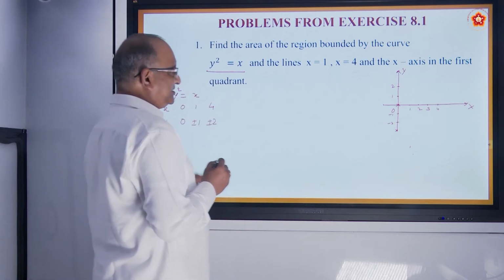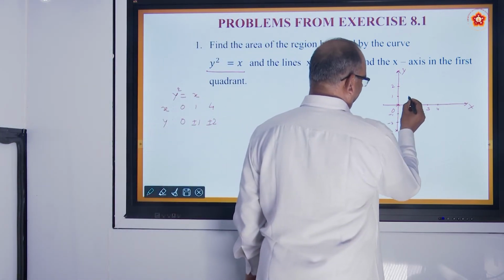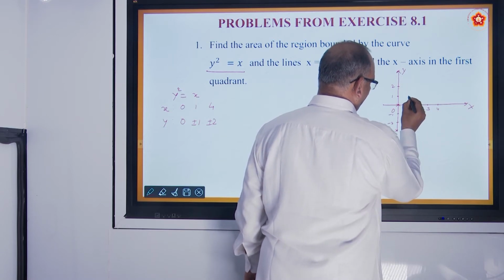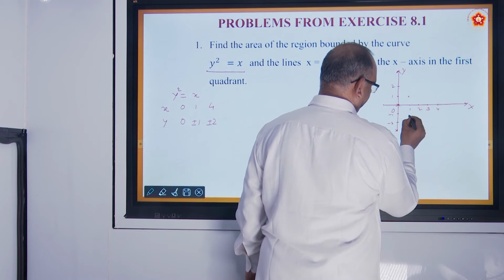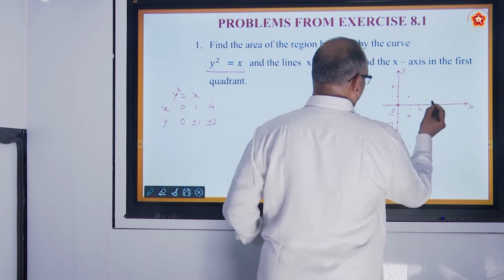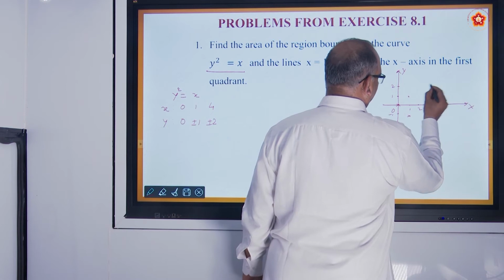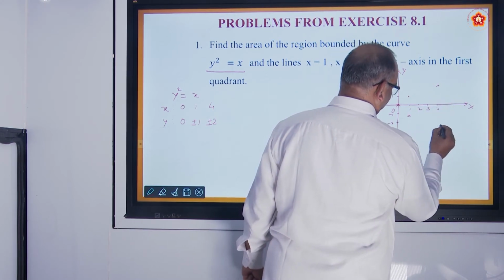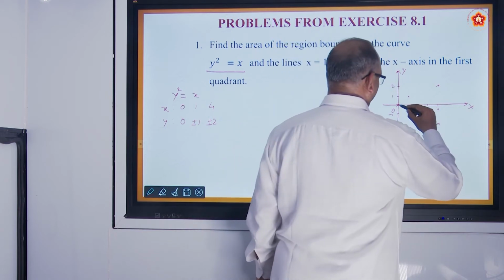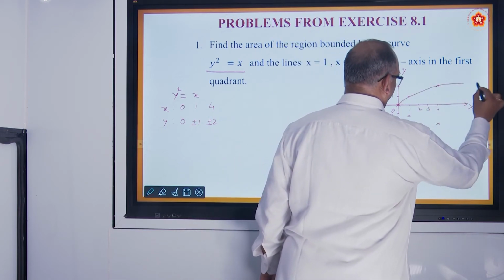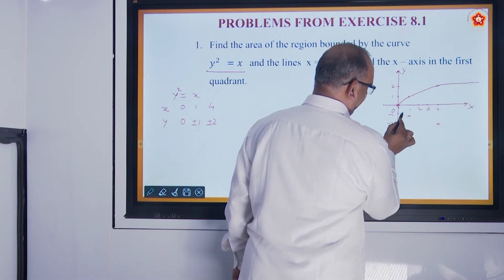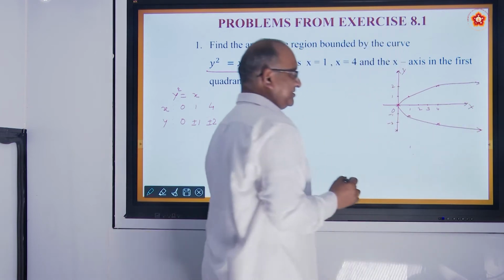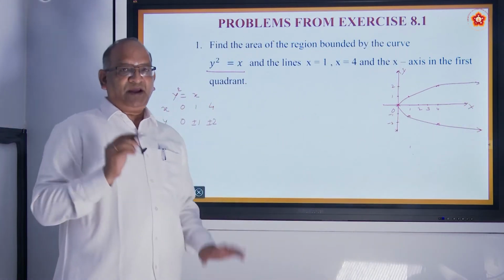When x is 1, y is 1, as well as minus 1, both these points. Then when x is 4, it is 2, plus 2 and minus 2. So parallel to this is this, and here it is this. Join these points, you will get the curve. So this is the parabola which he is talking about. So we have drawn the curve.